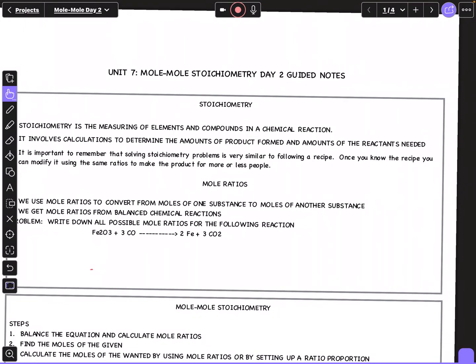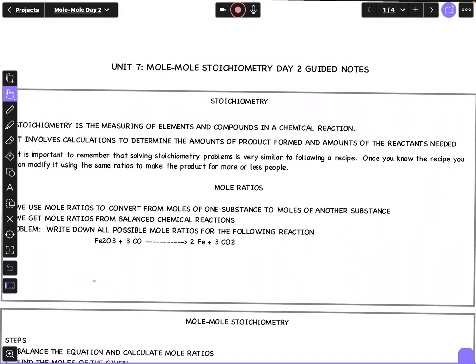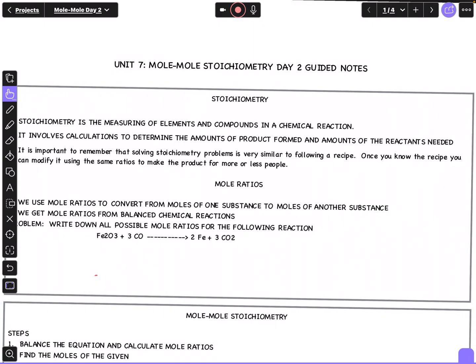Okay, in this video today, we're going to continue on and do a second day talking about mole-to-mole stoichiometry. Should be the guided notes that you should have in front of you to follow along with. Now, the reason we're doing 2 days of this is to make sure everybody gets this down before we move on to some harder problems where we're going to add steps. Also, these are worded a little bit more difficult, so make sure everyone understands.